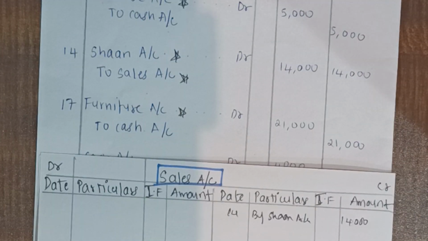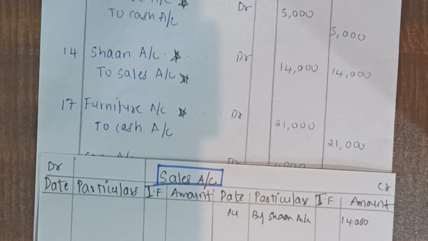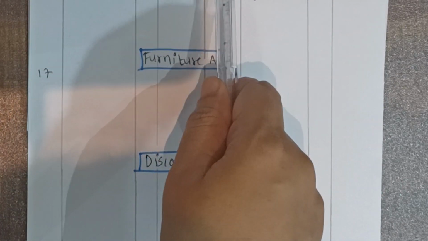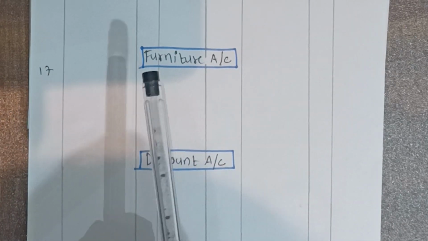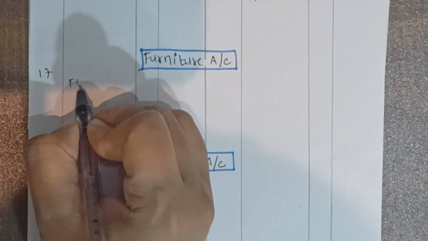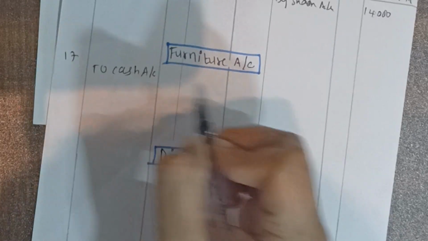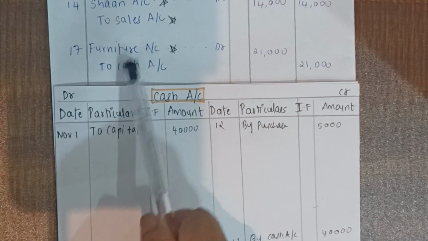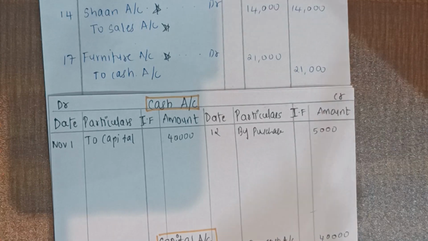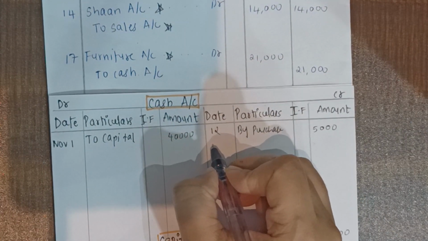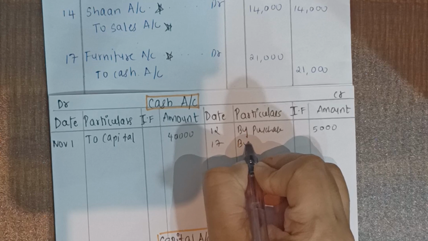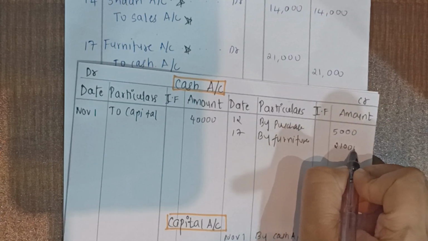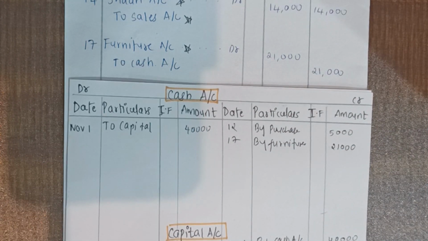So our fourth transaction is furniture account debit to cash. So in the furniture account the date will be written as 17. We know that furniture is debited, so here instead of furniture, what will we write? We'll write to cash account and the amount is rupees 21,000. Then on the cash account we will write November 17th, by furniture, and the amount would be 21,000. So with this we finish our fourth transaction.